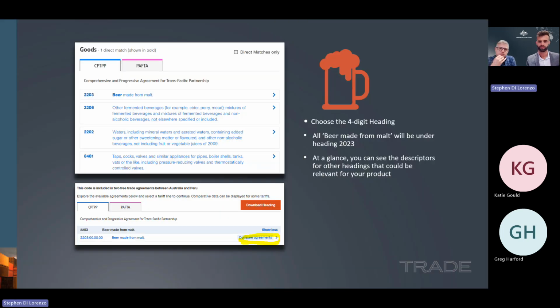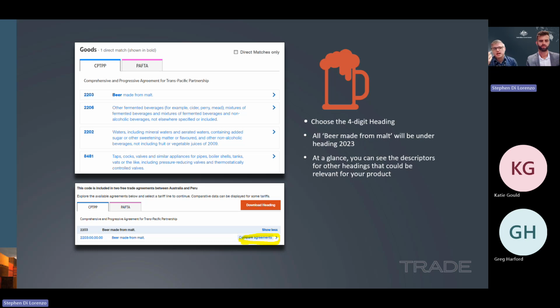Now, once you've actually searched for a good in the search bar, you can search for beer. In this example, you can see beer's been highlighted. It actually returns you what are called headings. They're groups of goods. There's about 1,200 different groups of goods, and one of them is beer made from malt. So all beer made from malt will be under that heading, regardless of what else is under there.